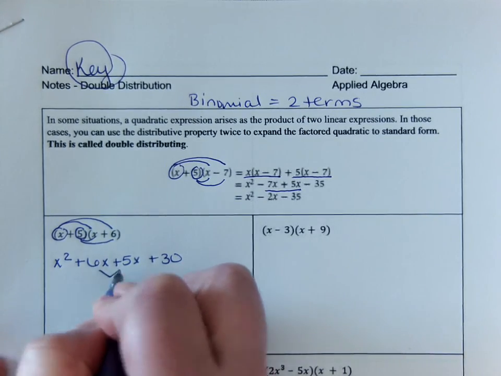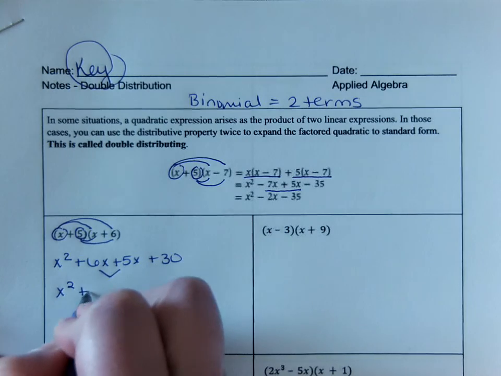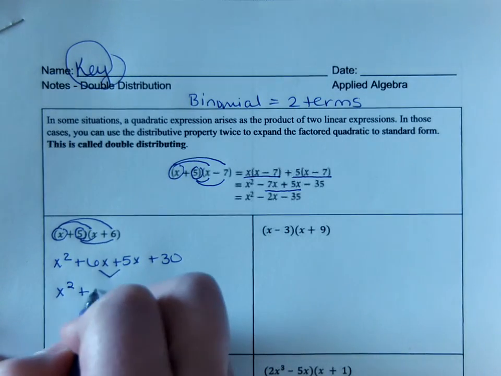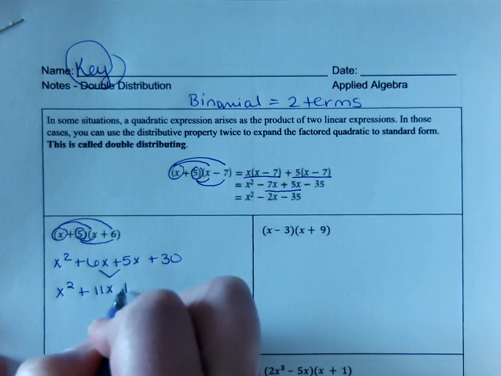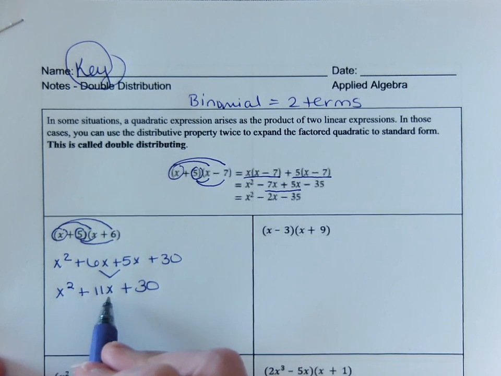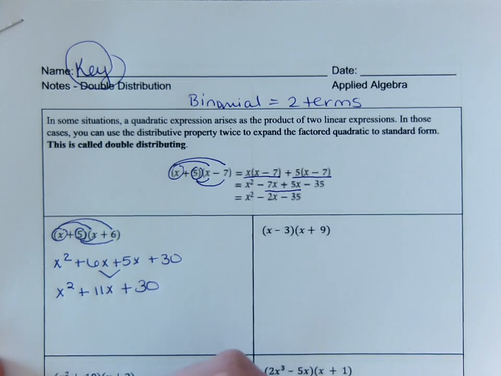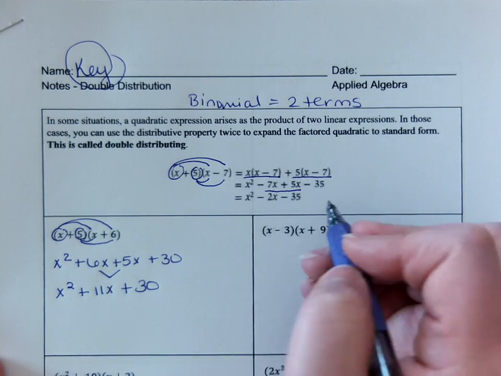I can combine these middle two terms. I'm going to bring down my x squared. 6x plus 5x is 11x, and then I'm going to bring down my plus 30. And that's it. That's my final answer. I can't combine any more terms because that's an x squared, that's an x, and that doesn't have an x. They're very different terms.